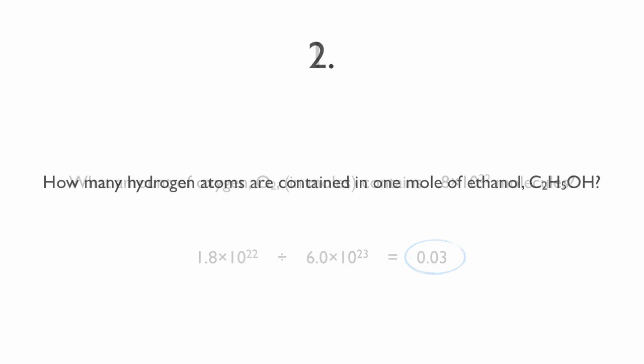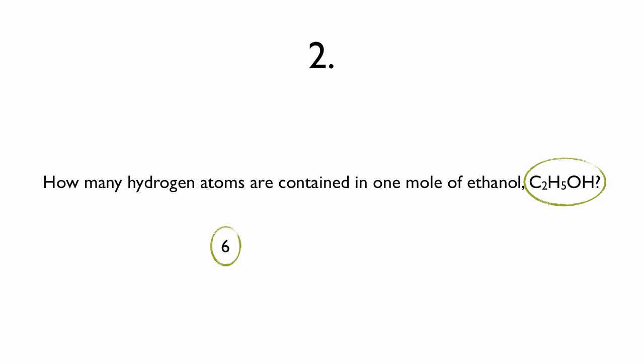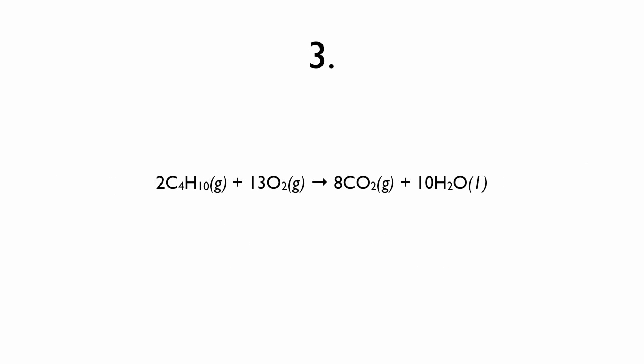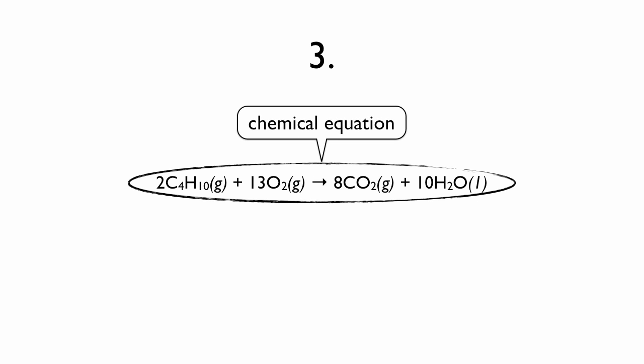Number 2, how many hydrogen atoms are contained in 1 mole of ethanol? Well, if we look at the formula for ethanol, we'll see that there are 6 atoms of hydrogen in there. Here we just multiply by the number of things in a mole, and we get 3.6 times 10 to the 24.